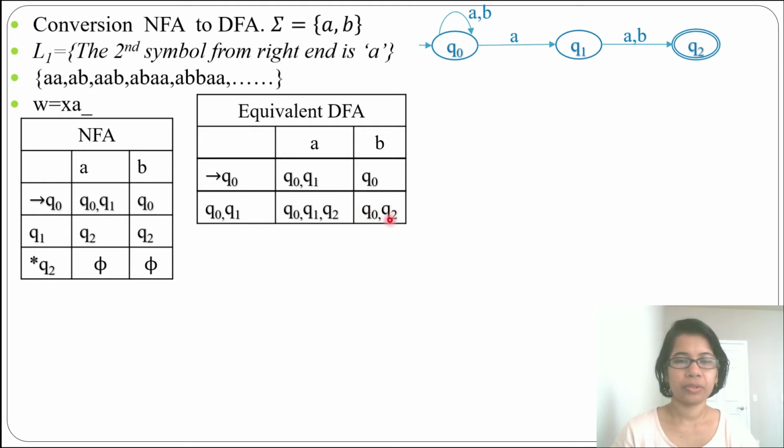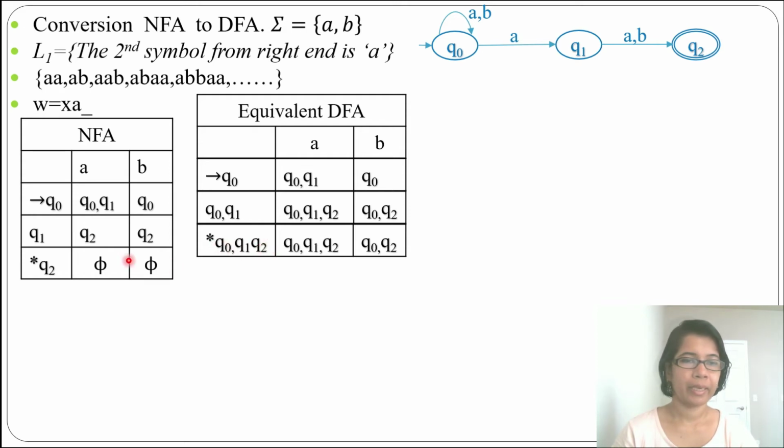And Q0, Q2 is one new state. First we'll do for this Q0, Q1, Q2, and this will be the final state, as in the NFA Q2 is the final state. So any subset that contains Q2 will be the final state. So here {Q0, Q1, Q2} contains Q2, that's why it will be the final state.